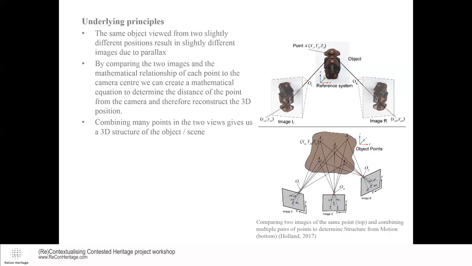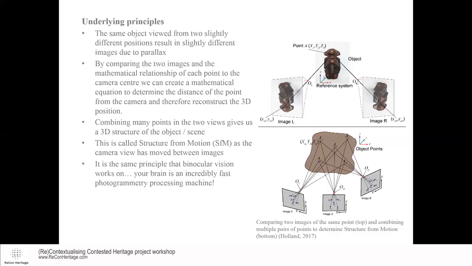By combining multiple points in each of these images, we can create the 3D structure of the object. And that's why we call it structure from motion, because the camera moves and therefore there is motion. And it is that motion that gives us structure.